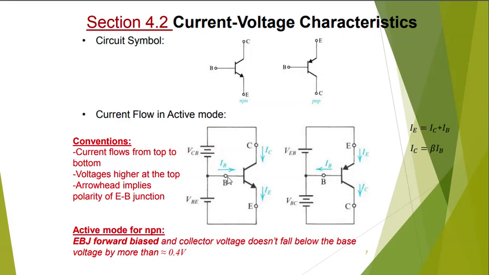So VB is 0.7 more than VE. Here in the PNP, VE is 0.7 more than VB. So keep these two things in your mind. The arrow works like a diode, okay? And the current in the collector is beta times more than the current in the base. And this beta is given to you in all questions. It's going to be given to you most of the time as 100. So imagine that most of the time IC is like 100 times bigger than IB, and this IE will be 101 times bigger than IB.